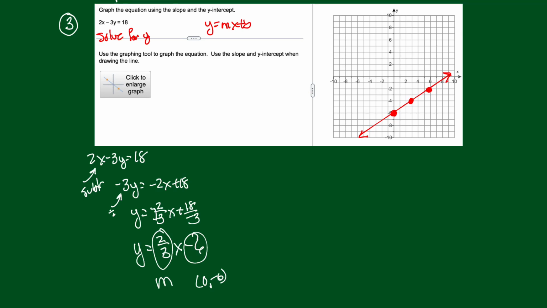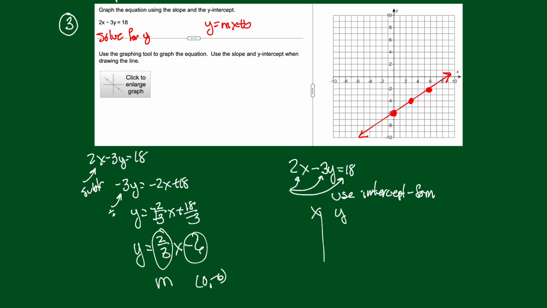Now this equation here, notice this. They asked us to do this using the slope-intercept form, but look what we've got. 2x minus 3y is 18. Notice that the 2 and the -3 both divide evenly into the 18. So in that case, I'm going to use what's called the intercept form. It's pretty fast, and all I have to do is this.